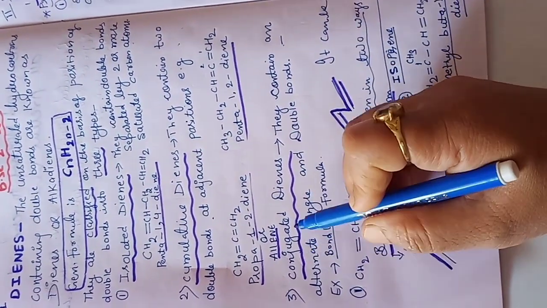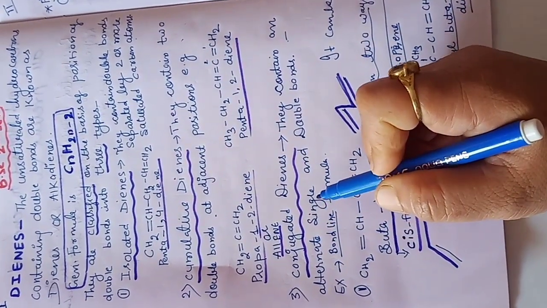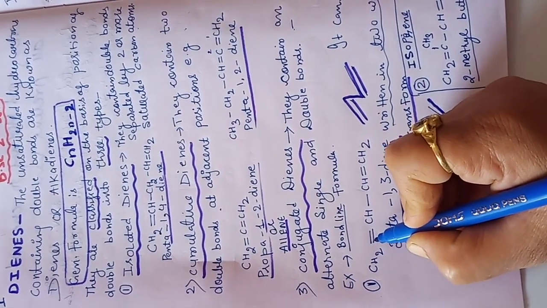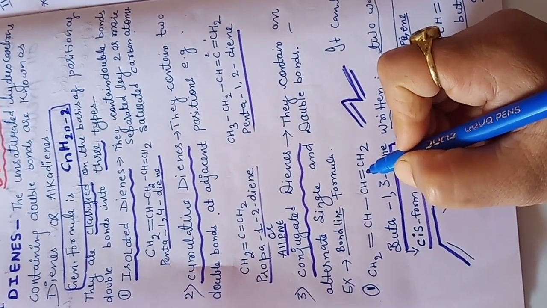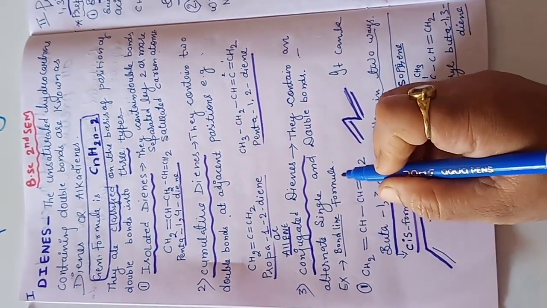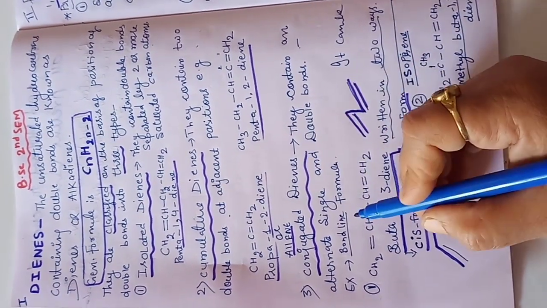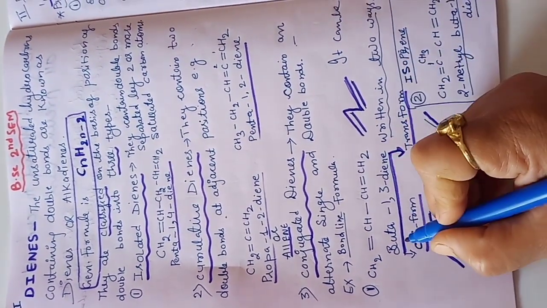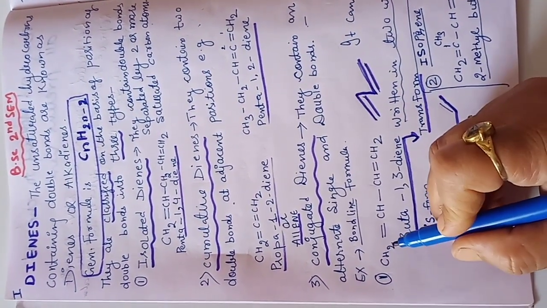Now the third category, conjugated dienes. What is the meaning of conjugated dienes? When the double bonds are present in an alternate manner. It means when one carbon has a double bond, then the next has no double bond, then there is a double bond here. When the double bonds are present in alternate manner, those are termed as conjugated dienes. The best example is 1,3-butadiene, or we can also say buta-1,3-diene.